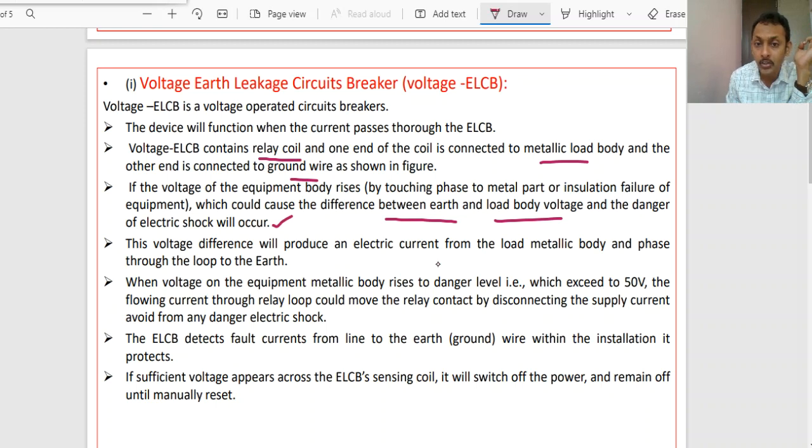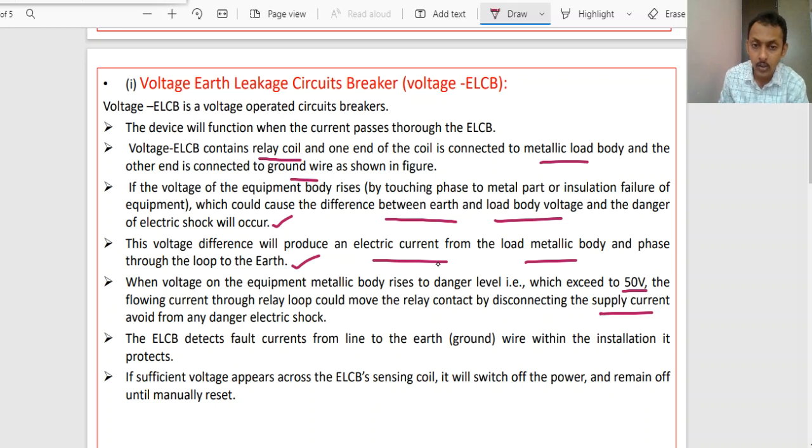Now this voltage difference is going to produce an electric current from the load metal body and phase, through the loop to the earth. Meanwhile, if a human person touches that body, he will undergo the shock, right? So when the voltage on the equipment's metal body rises to a danger level, if it exceeds some 50 volts, then the current flowing through the relay loop will move the relay contact by disconnecting the supply current in order to avoid any dangerous electric shock.